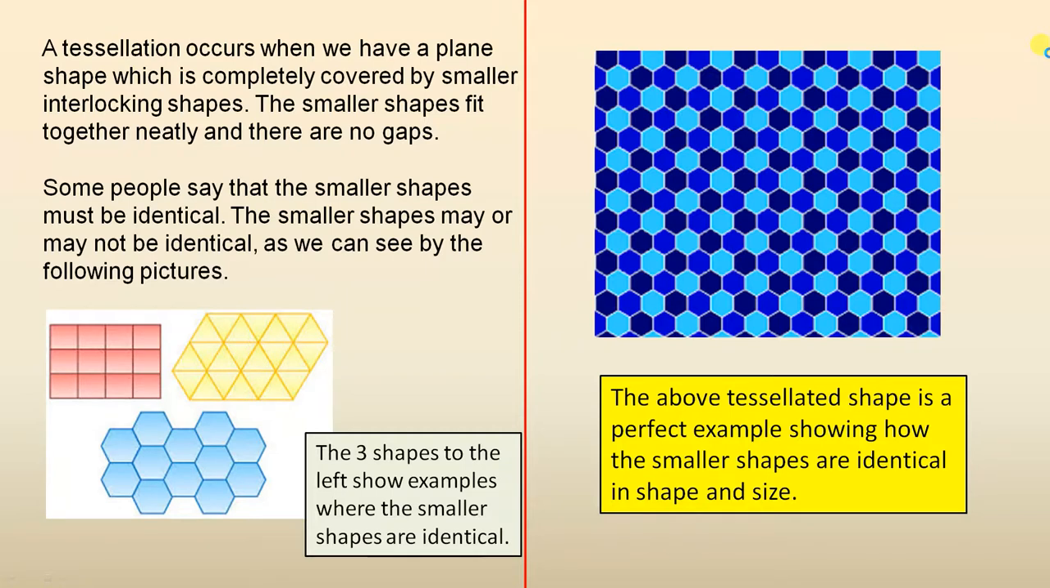Some people say that the smaller shapes must be identical. The smaller shapes may or may not be identical, as we can see by the following pictures. The three shapes to the left show examples where the smaller shapes are identical. The above tessellated shape is a perfect example showing how the smaller shapes are identical in shape and size.